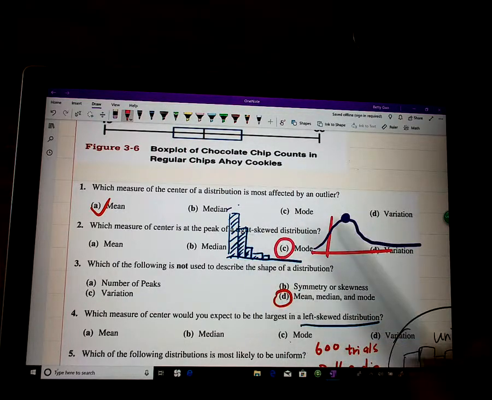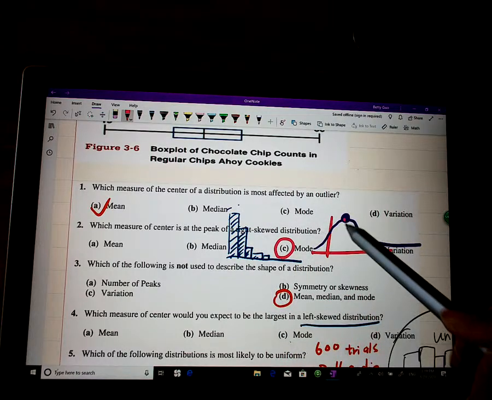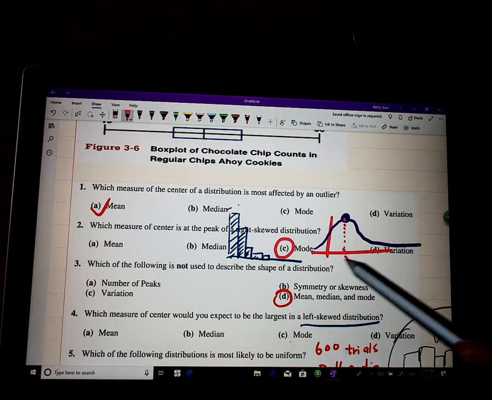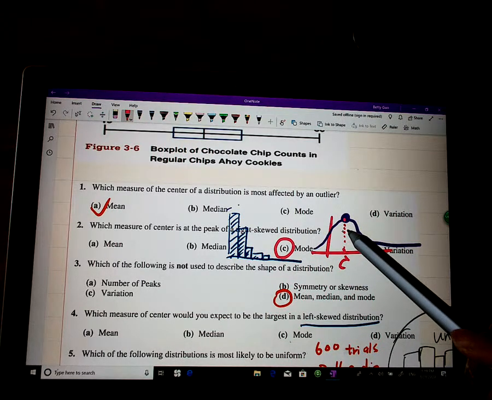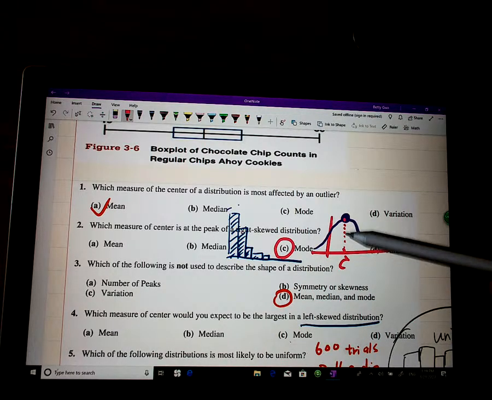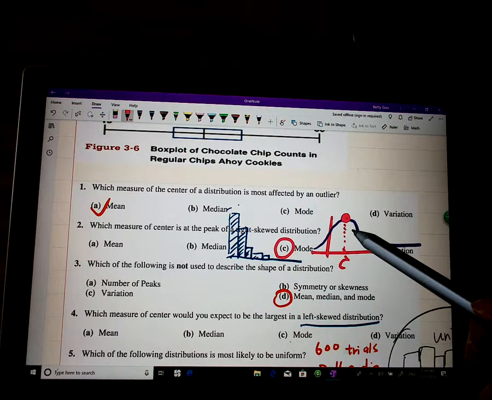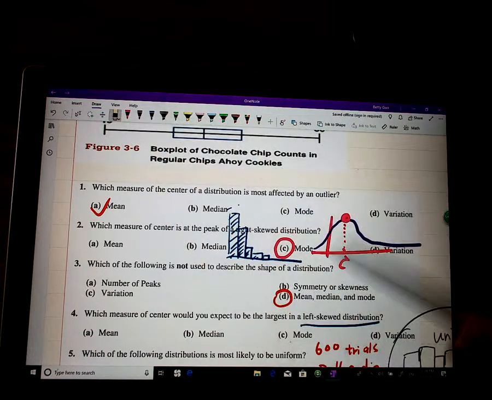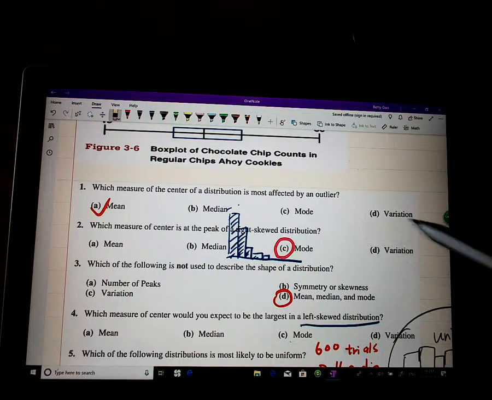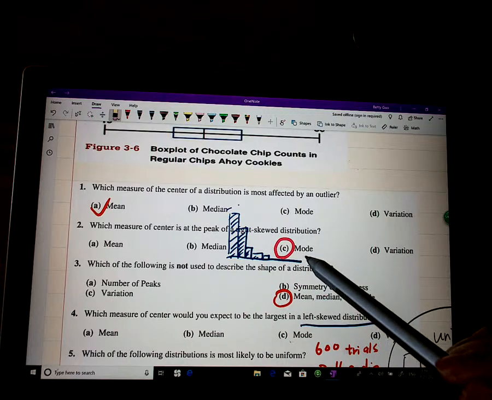Why? Because that means most of the people, let's say this is C, most of the people got a C in the class. If we consider the letter grades of the students in the class, most of the people got a C. So the mode is a C. Am I clear about that? The peak of the distribution always corresponds to the mode of the distribution.